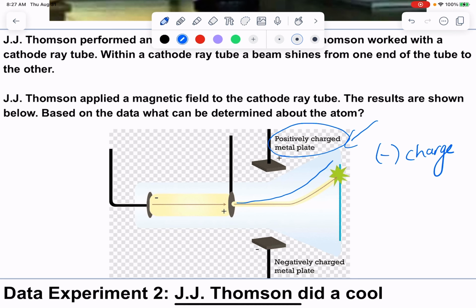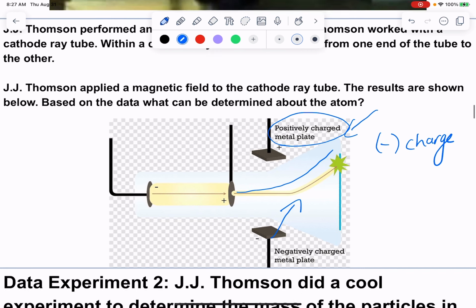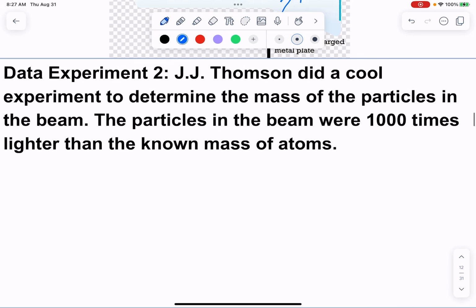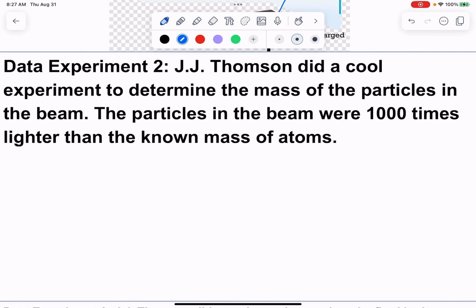Okay, we know that because in magnets, opposites attract. So a negative is attracted to a positive, and we can see that it's being repelled also by this negative down here. So he did a cool experiment to determine the mass of those particles in the beam and found that those negative charges in that beam were 1,000 times lighter than the mass of the atom.